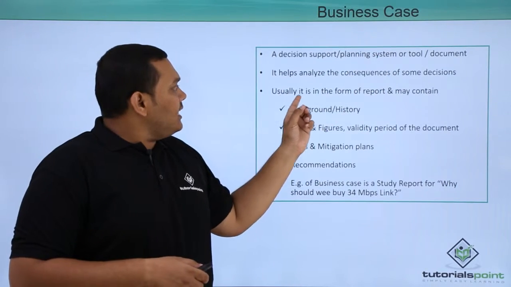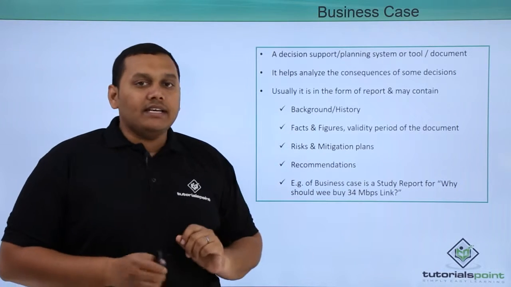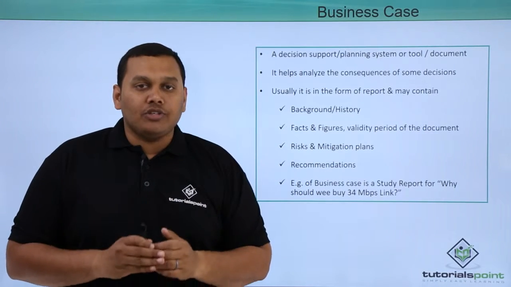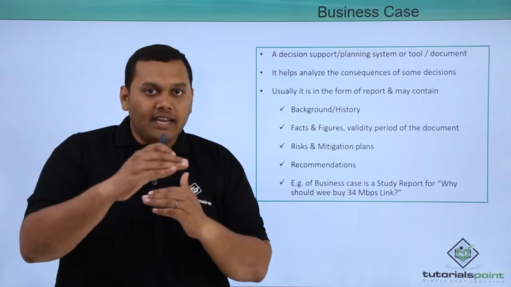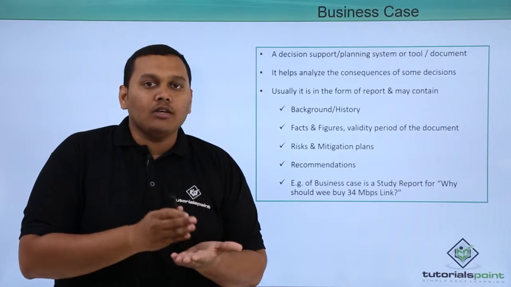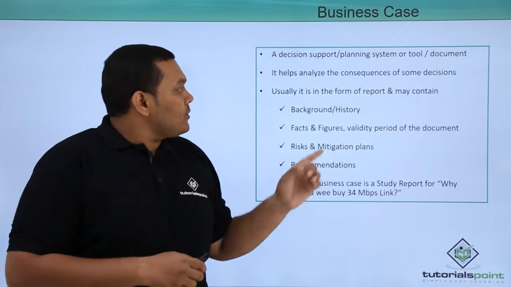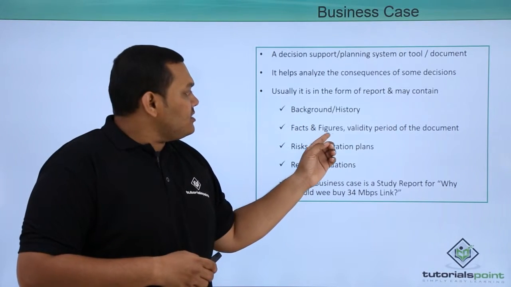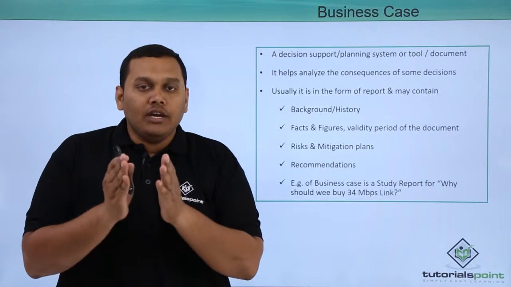So, usually this form or report may contain the background and history of the consequence. So, how the consequence occurred, why it occurred, and what resolution we provided, or what workaround we provided to get the service back. And also facts and figures, and the validity period of the document. What are the facts actually, and how did it occur?